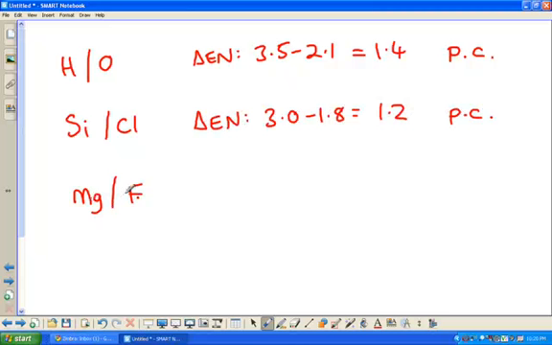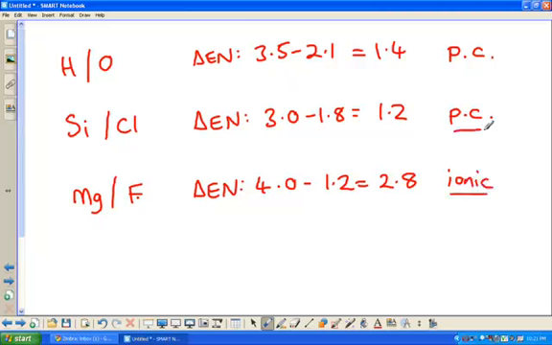Magnesium and fluorine. Magnesium's a metal, fluorine's a non-metal. We know fluorine's the most electronegative element in the table. This is actually almost a guarantee of being ionic because we have a metal and a non-metal, but let's check for sure. Fluorine has an electronegativity of 4.0. Magnesium is 1.2. The difference there is actually pretty big, 2.8, so it's ionic. Alright, and that is how we can classify bond types using electronegativity.